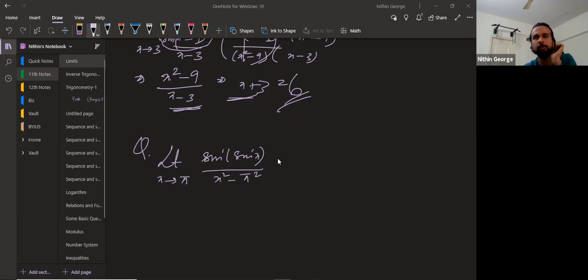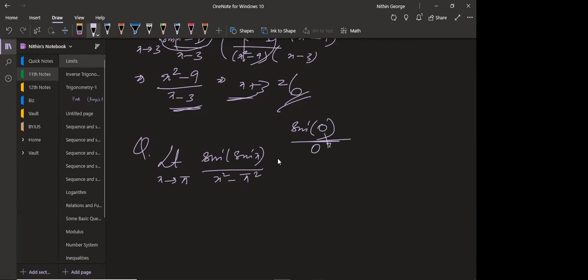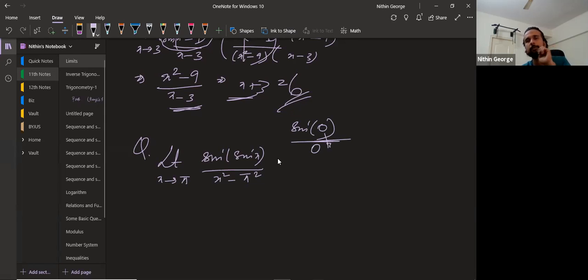Yeah, the denominator is coming out to 0. The numerator is coming out to sine of sine pi. And what is sine pi? That is 0 itself. Right, so you're getting a 0 by 0 form. Correct. It's indeterminate, so you'll have to do something here.